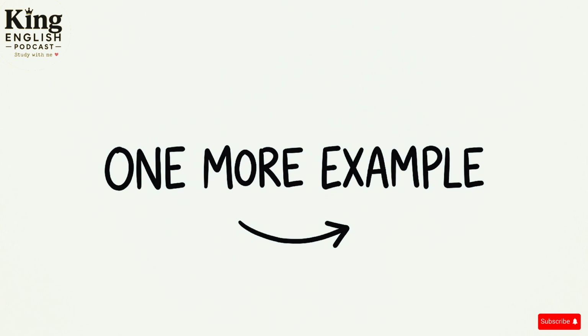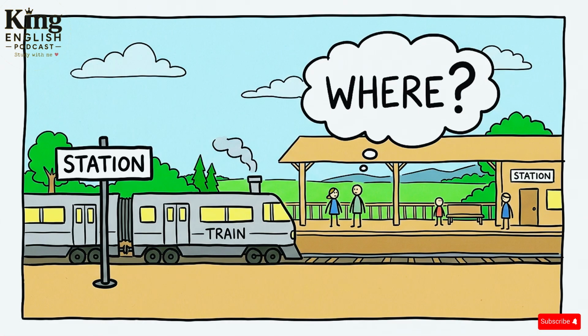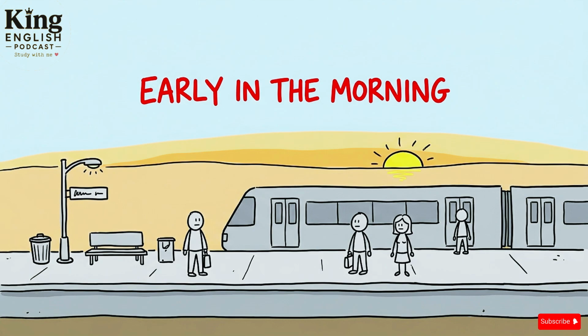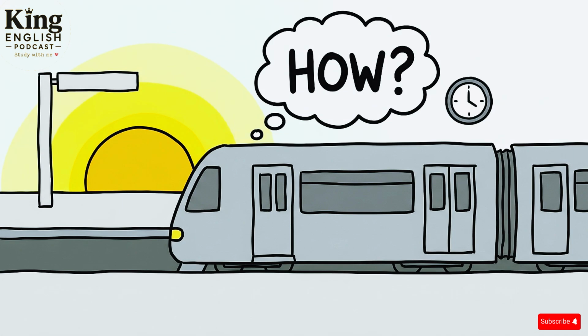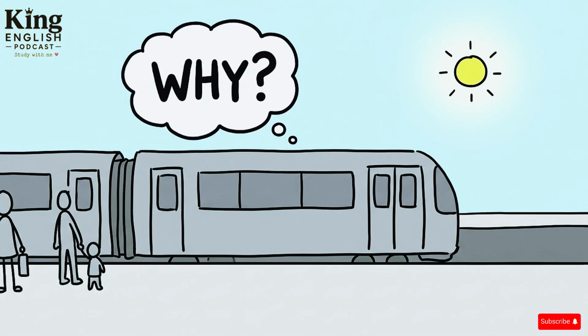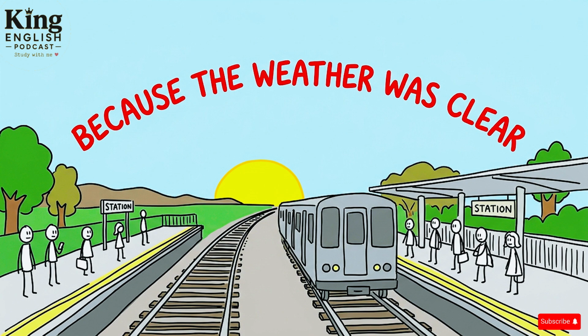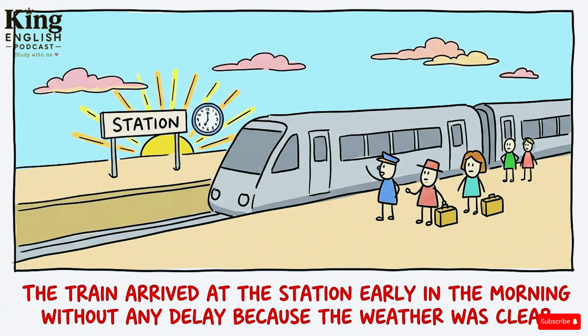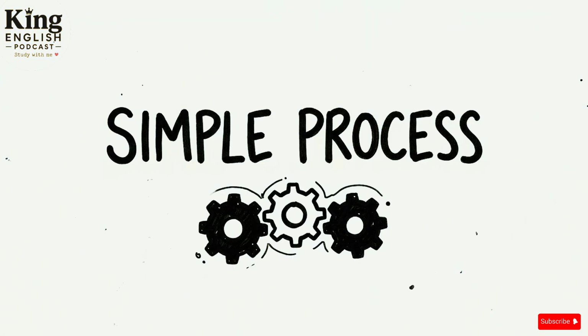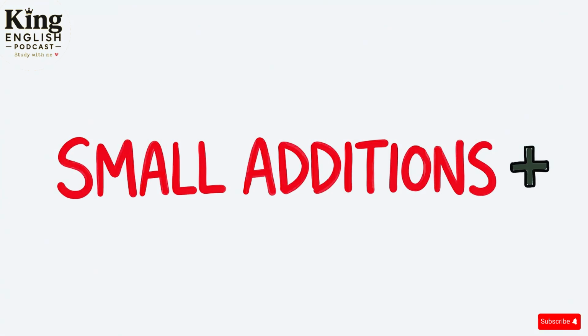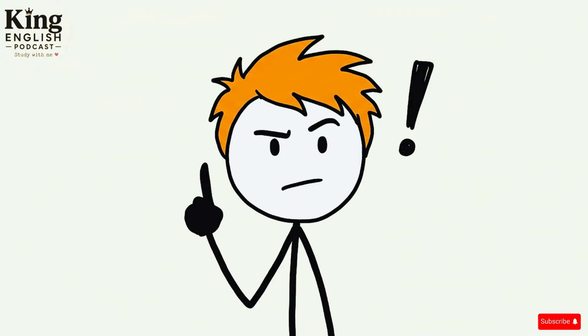One more example. The train arrived. Where? At the station. When? Early in the morning. How? Without any delay. Why? Because the weather was clear. Now listen. The train arrived at the station early in the morning without any delay because the weather was clear. Long sentence. Simple process. Small additions. One after another.